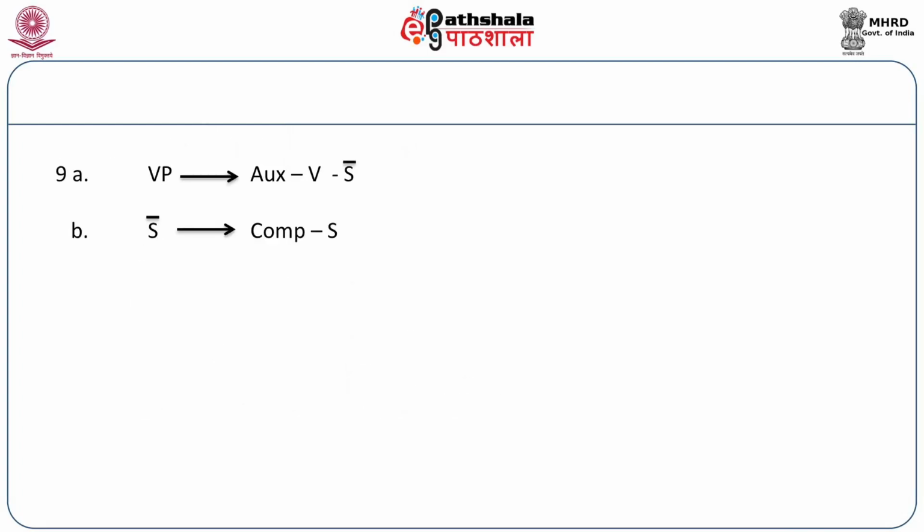So we have formulated two rules in 9A and B. The first rule is for the VP in 9. Here VP goes into Aux, V and S bar. And then we have the rule in 9B for S bar. S bar consists of a Comp, which is a complementizer, and an S.